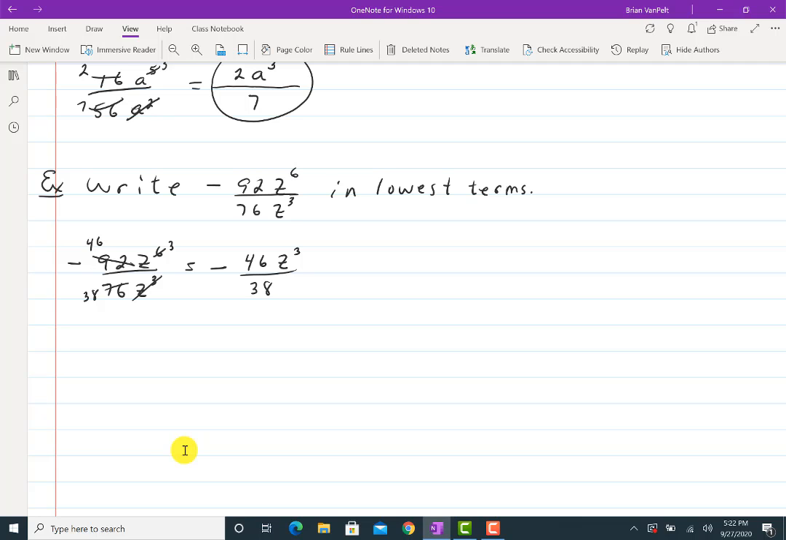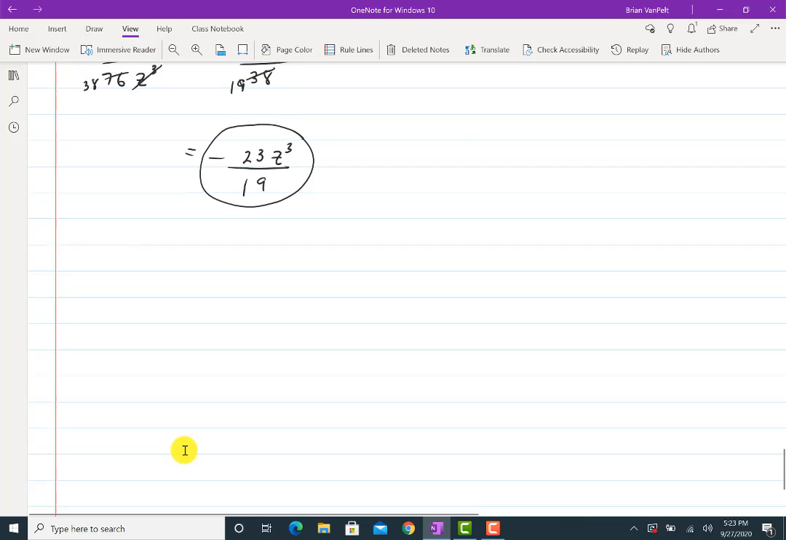Now I know I'm not done because 2 still goes into 46 and 2 still goes into 38. So let me cancel into the 46. I'll have a 23 and then I'll have a 19. And so it looks like I have negative 23z to the 3rd power divided by 19. So I avoided writing the z's in longhand. I just decided to work with them in exponential form. So this is the effect of writing fractions in lowest terms. That will be big and very useful for when we start to do things with them.